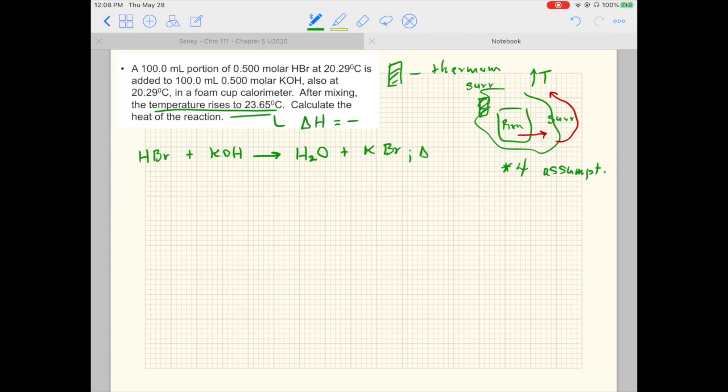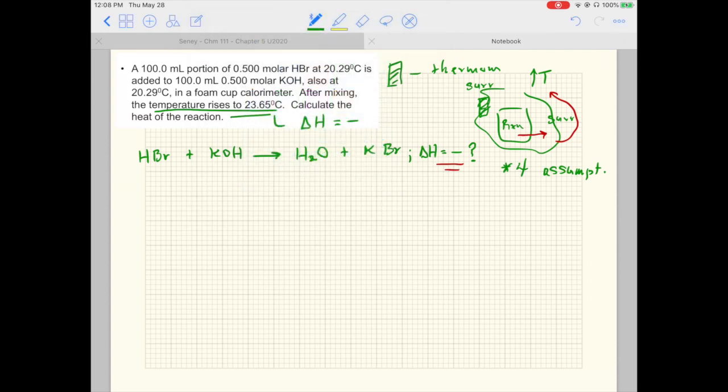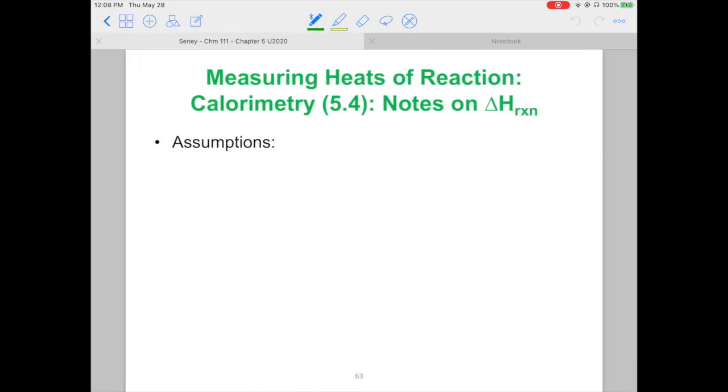It's also balanced, and we need to find out what this delta H is. We already know it's negative, but we don't know what the number is. So our job, now that we have the equation, is to come up with that number. When we go back to the 4 assumptions, let's look and see what it says.